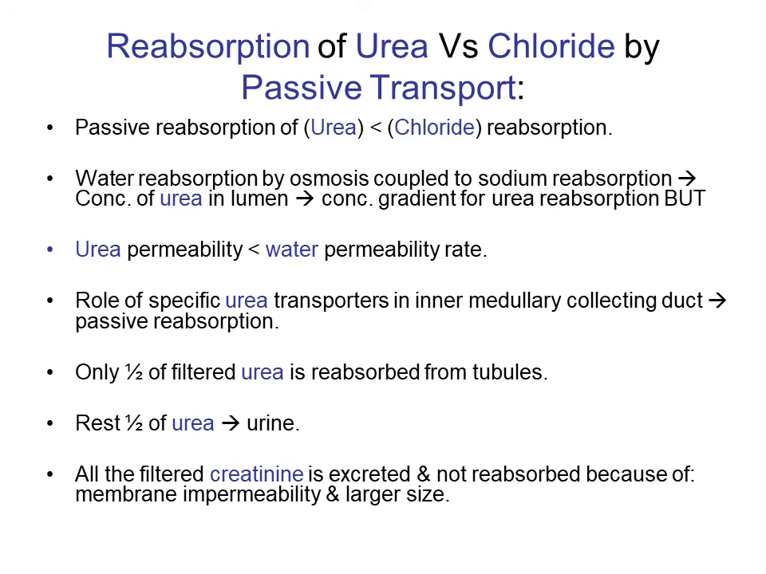Another waste product of metabolism, creatinine, is an even larger molecule than urea and is essentially impermeant to the tubular membrane. Therefore, almost none of the creatinine that is filtered is reabsorbed. So, virtually all the creatinine filtered by the glomerulus is excreted in the urine.